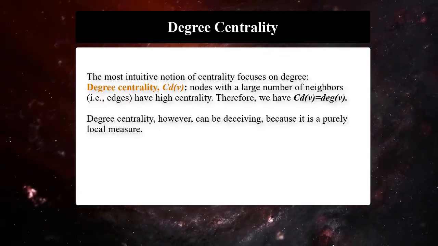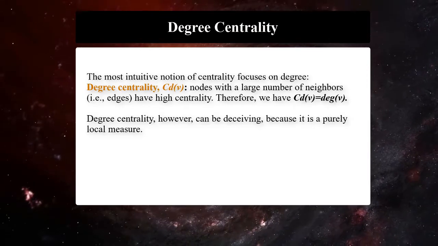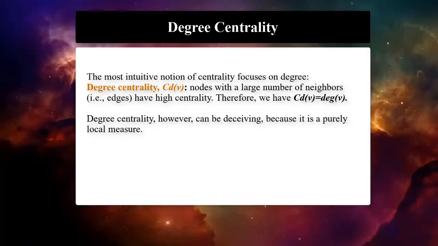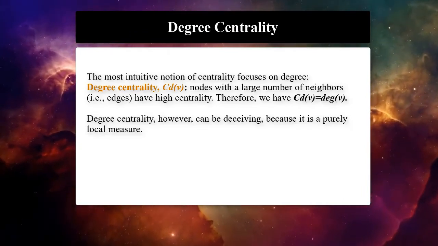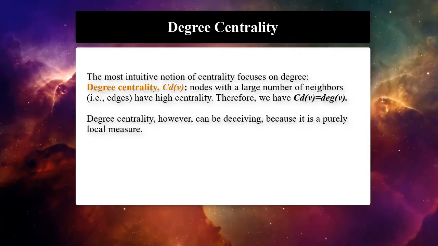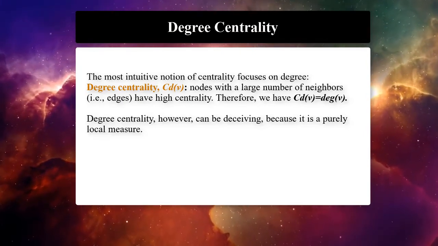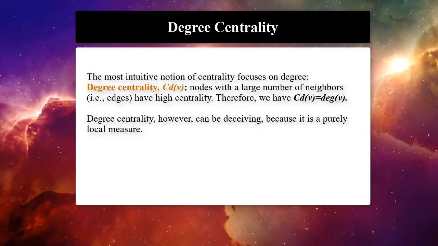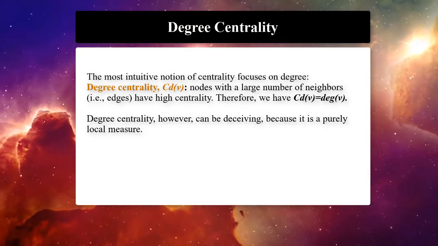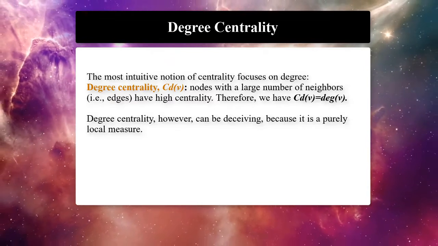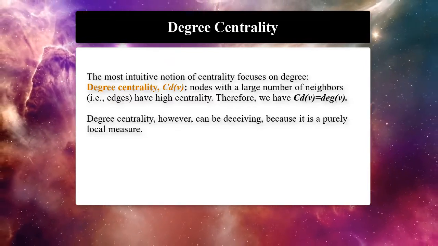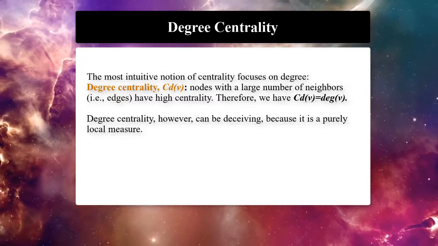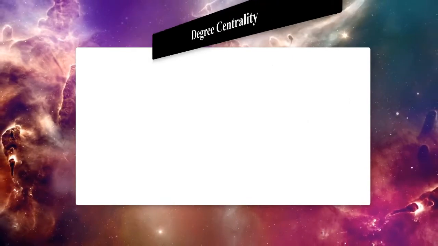The most intuitive notion of centrality focuses on degree. Nodes with a large number of neighbors have high centrality. Therefore, we have degree centrality, C_D of v equals the degree of v. Nodes with significantly higher degree are called hub nodes. The removal of these hub nodes has a far greater impact on the topology and connectedness of the network than the removal of a node of low degree. Degree centrality, however, can be deceiving because it is a purely local measure.